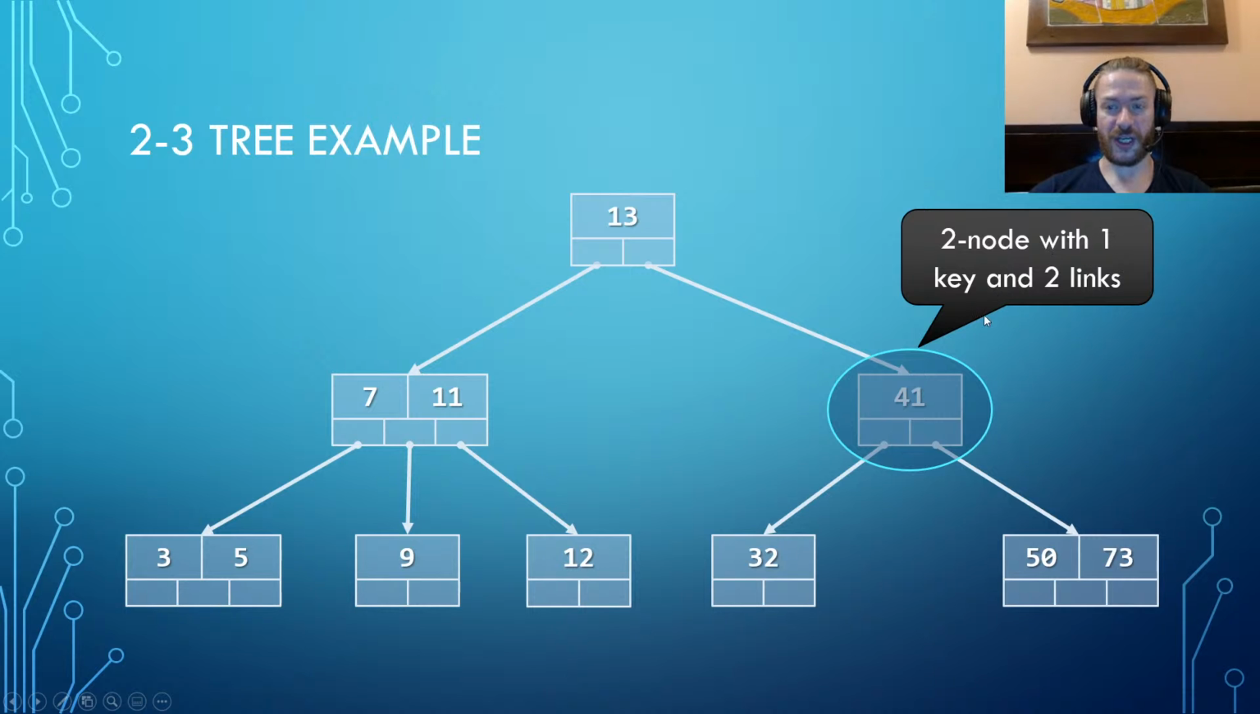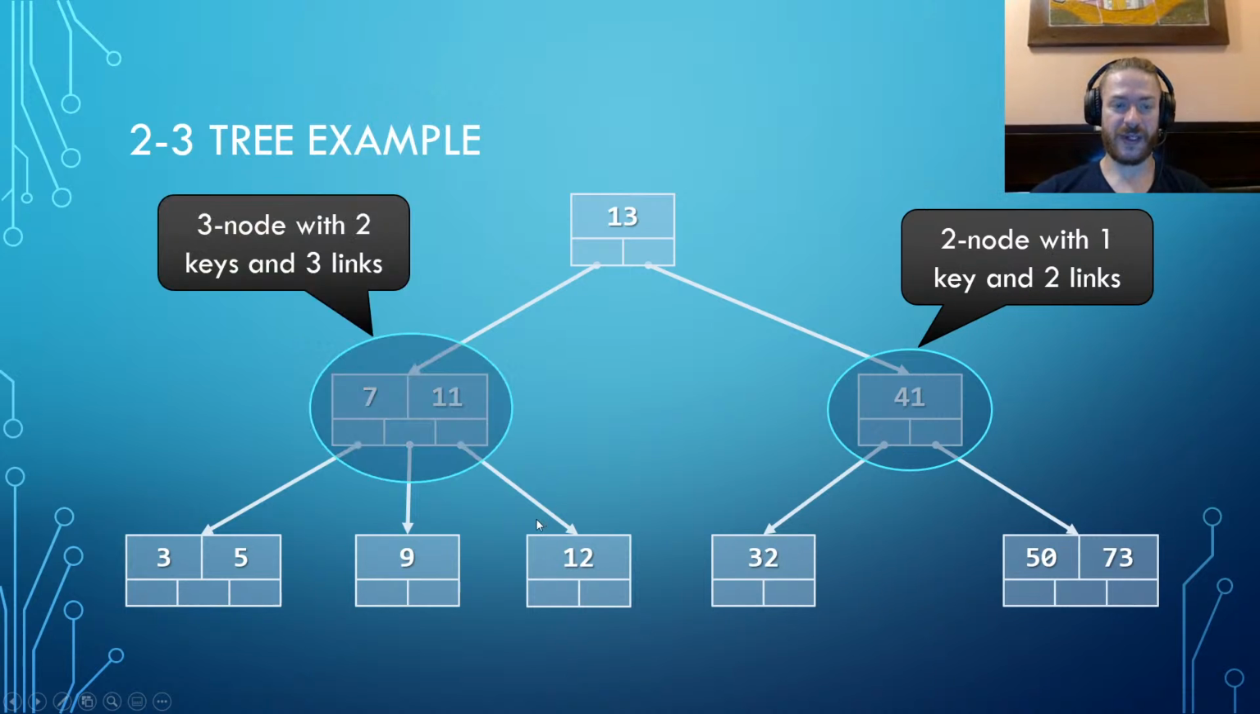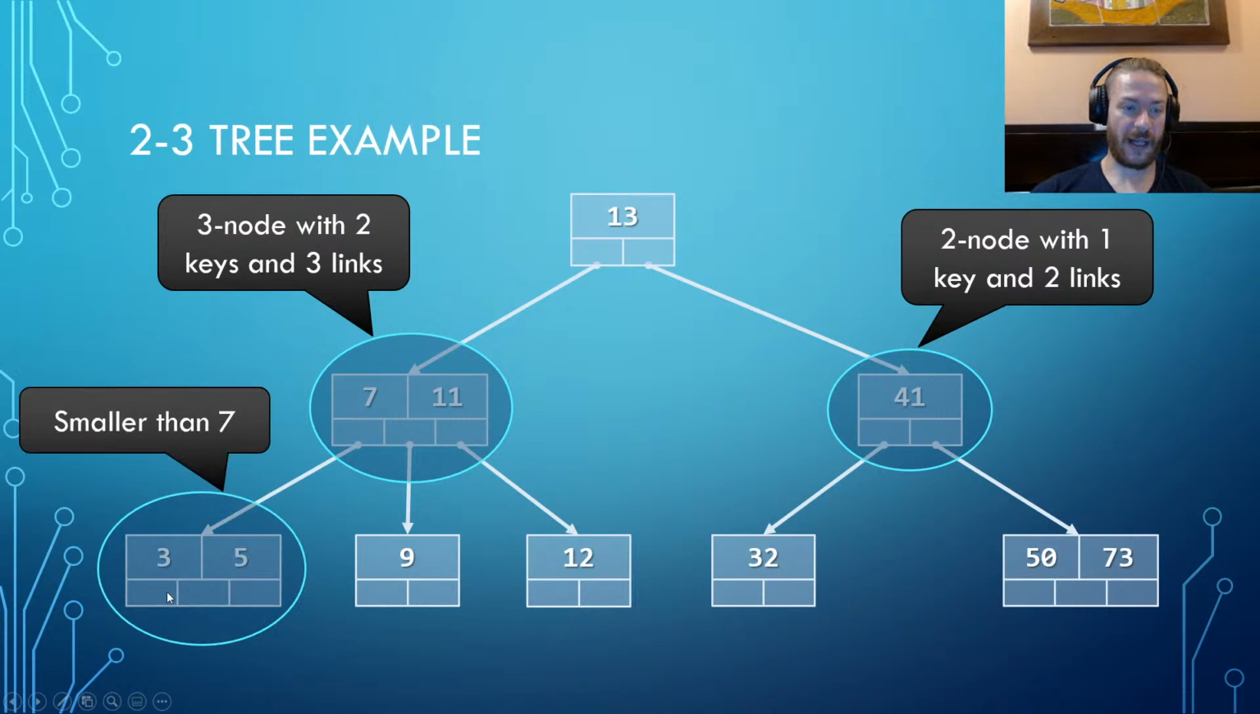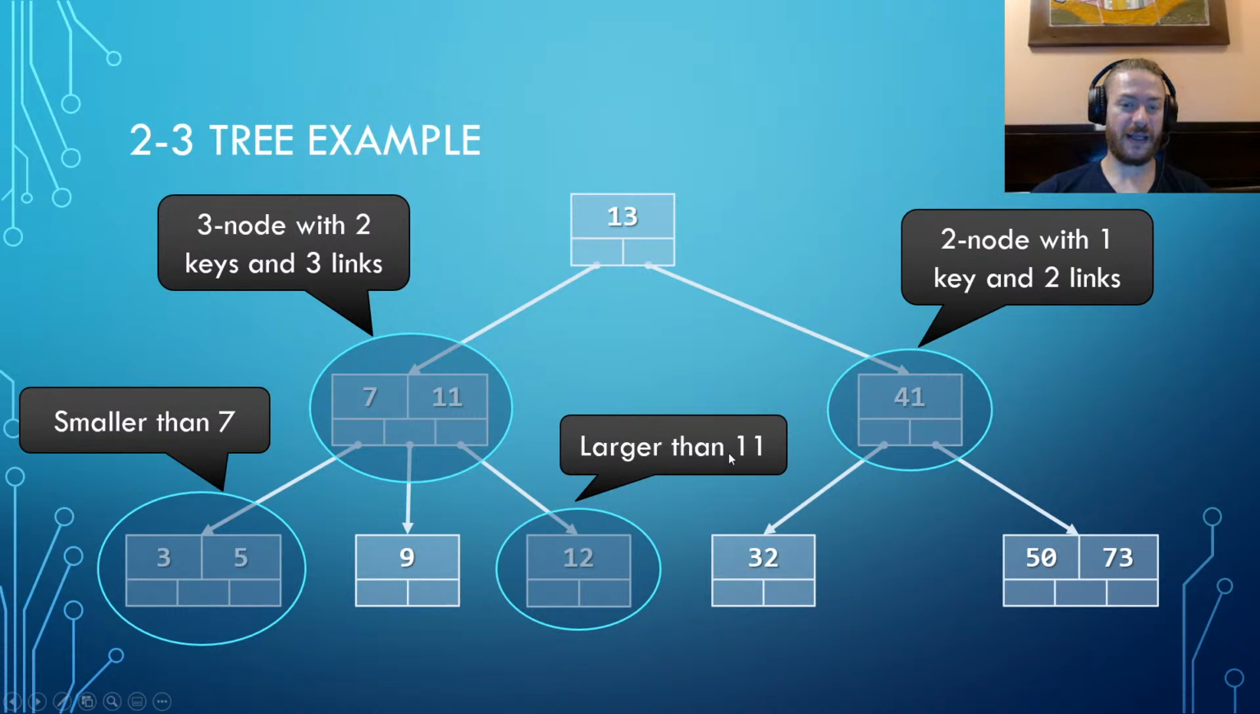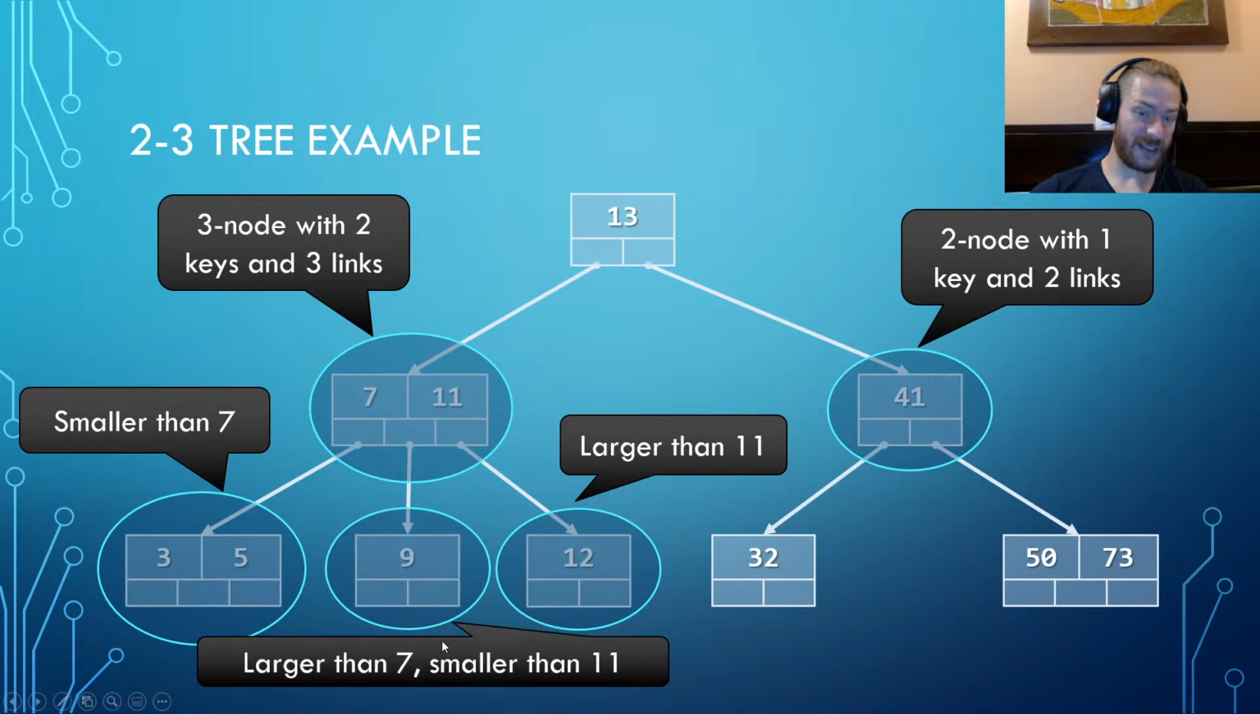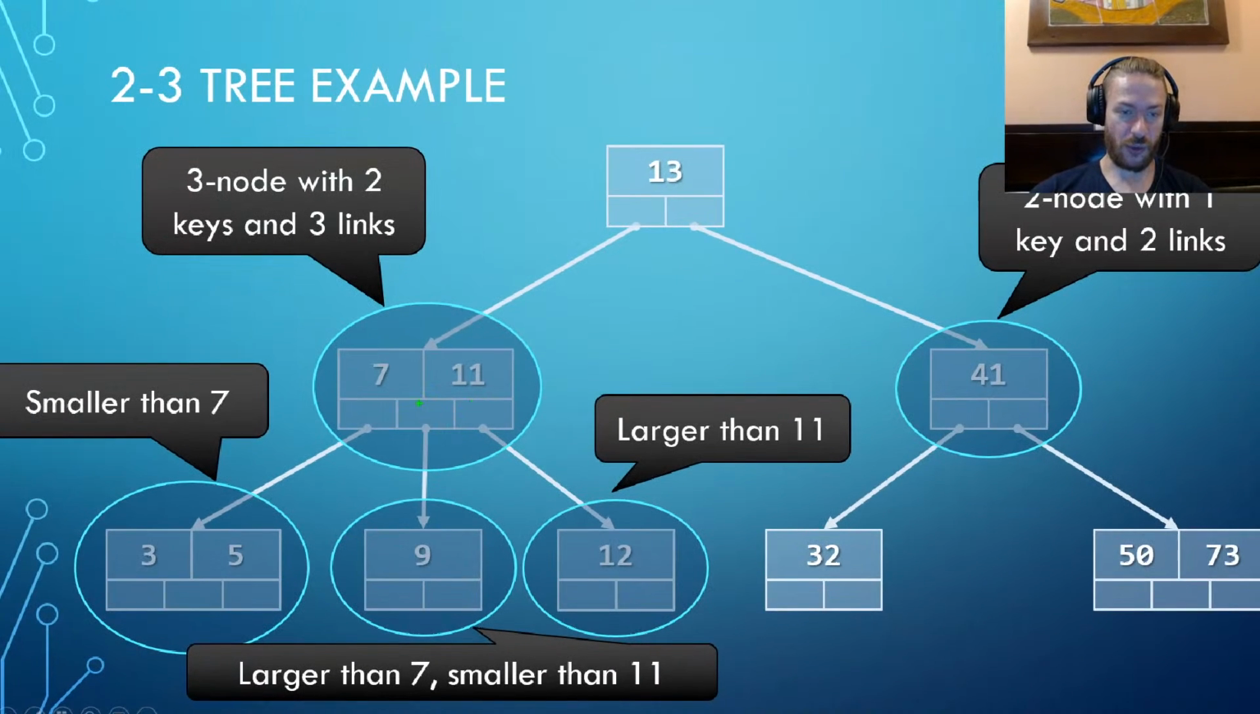This is a 2 node, which has one value or key and 2 links to other nodes, and this is a 3 node with 2 keys and 3 links. These are smaller than 7, larger than 11, and larger than 7 and smaller than 11. So essentially we have a range between 7 and 11 and it goes here.